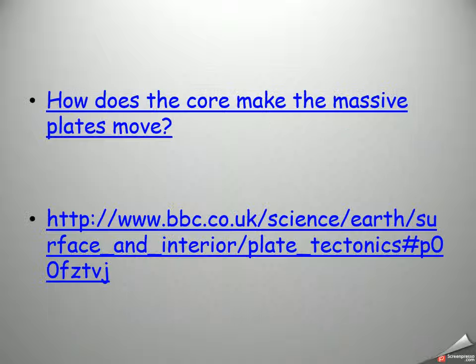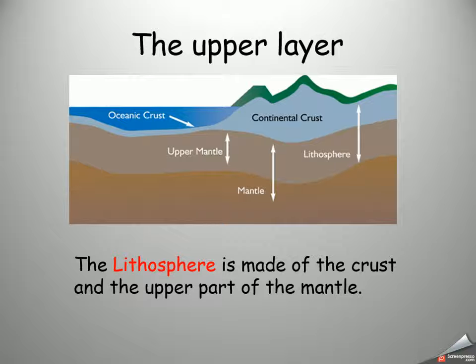What you need to know is the upper layer of the crust. So we have the upper mantle, we have the continental crust. Basically, this is all the lithosphere, and that is made up of the upper part of the mantle and the crust. You can see that upper mantle and the crust over here, and that makes up the lithosphere. That's essentially all you have to know for that.